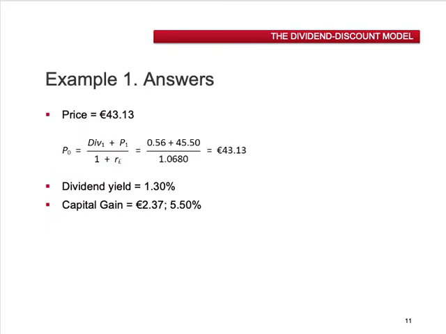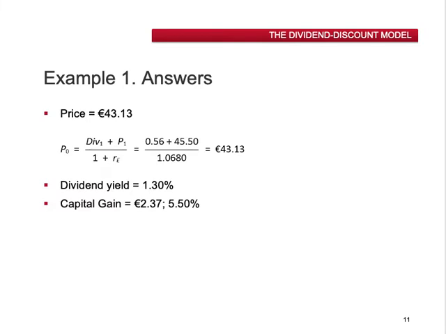Let's have a look at the answers for example 1. We are going to use the equation that we have used in the previous slides. The first dividend that we're going to expect is 56 cents. The expected share price 1 year from now is 45.50 and the cost of equity is 6.8%. Filling this in the equation will give us a share price at T0 of 43 euros and 13 cents.